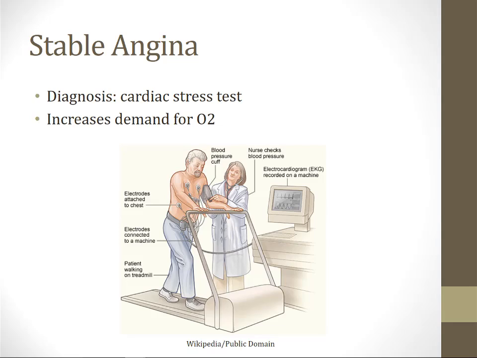And the classic way this is done is with a cardiac stress test. So the patient is placed on a treadmill, EKG leads are placed on the patient, and the patient walks, and the treadmill gets faster and steeper over time. This will increase the demand for oxygen, and if the patient has coronary disease, it should cause angina, and also the ECG will begin to show changes consistent with ischemia, changes like ST depressions and T-wave inversions.